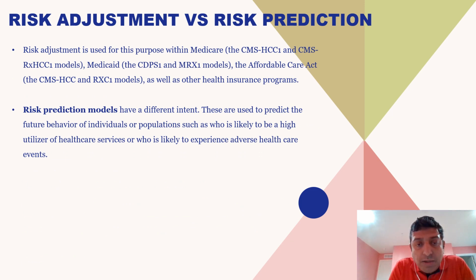Risk adjustment is used for this purpose within Medicare, Medicaid, and the Affordable Care Act, as well as other health insurance programs. Risk prediction models have a different intent. They are used to predict the future behavior of an individual or population, such as who is likely to be a high utilizer of healthcare services or who is likely to experience adverse healthcare events.